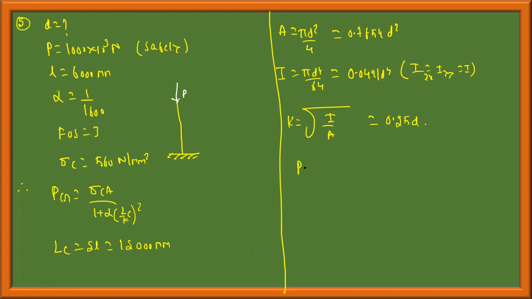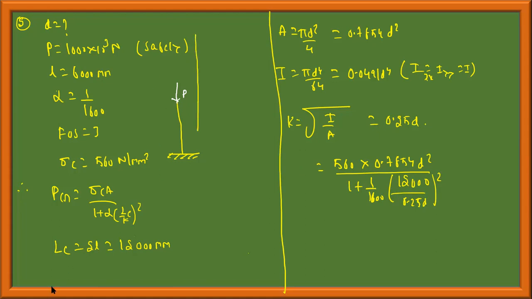Rankine's critical load PCR is equal to sigma C 560 into area of cross section, which is 0.7854 d square, divided by 1 plus alpha, 1 by 1600 into L effective 12,000 mm divided by K, 0.25 D, the whole square. The calculator takes alpha as a solid. This PCR is not given, so a small incorporation has to be done here.